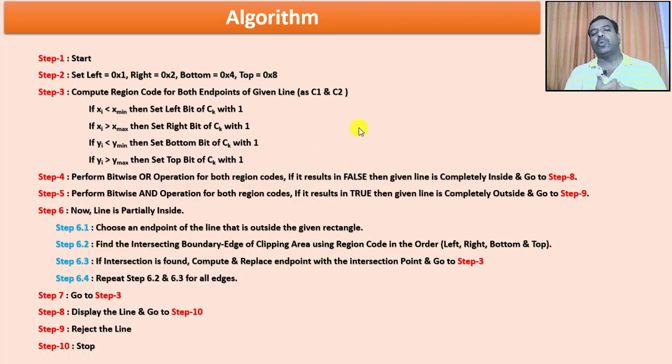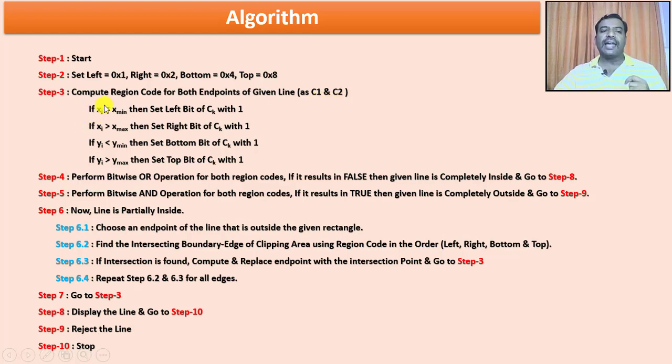So this is how we are going to work with the Cohen-Sutherland algorithm, and we need to continue this operation until we have either the case 1 or the case 2. This is the algorithm we are going to use to perform Cohen-Sutherland line clipping. So we are going to start. We set the left value as 1, right value as 2, bottom value as 4, top value as 8. Then in step 3, we compute the region code for both the endpoints of a given line as C1 and C2.